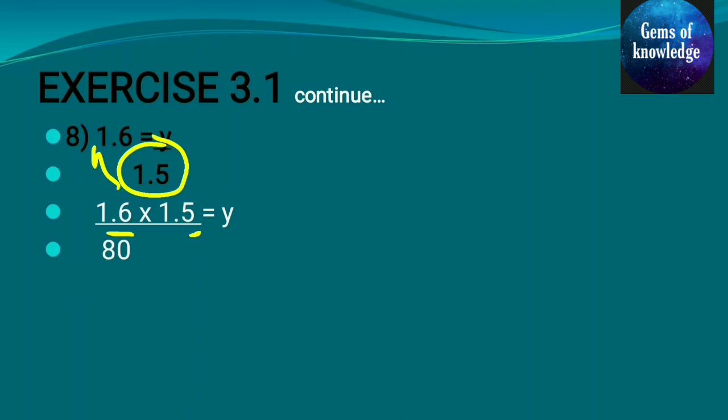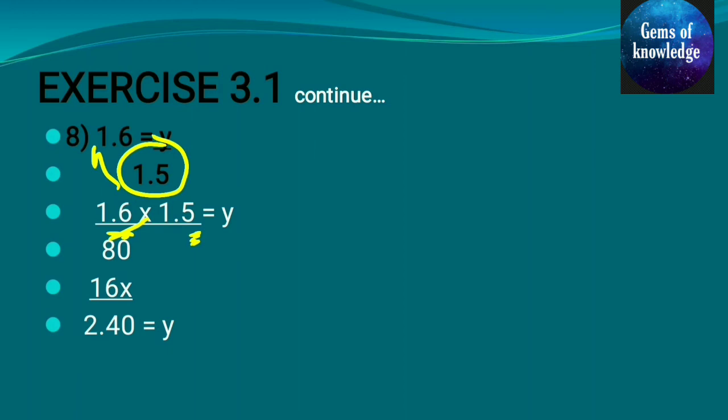Similarly, when we multiply the next one, we are going to get 16 ones are 16. So in the answer form we are going to get 240. Okay, 240. You can see here after the point on the right side, in 1.5 after the point we have only one number. Here also after the point we have only one number.